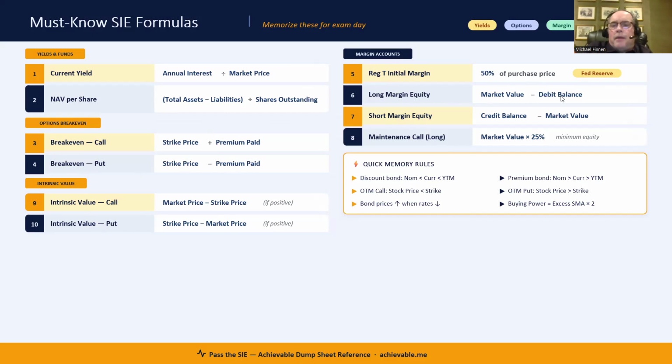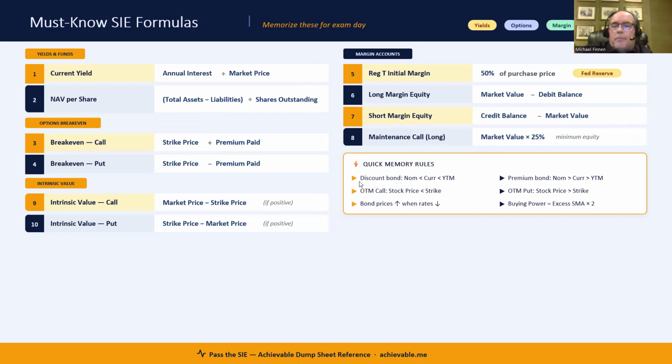Long market equity is market value, market value minus debit balance equals long market equity. Short market equity is credit value minus market. I'm probably going to do a little bit of that on the margin side. Maintenance call. I don't ever think you even have to worry about this at all for the SIE, to be honest with you.